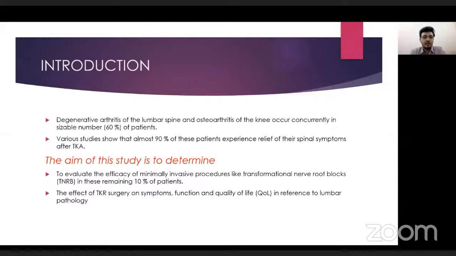In our clinical practice, we have noted that degenerative osteoarthritis of knee and lumbar spine degenerative changes have occurred concurrently in about 60% of patients, which constitutes a majority of patients presenting in our OPDs in clinics with knee pain as well as low back pain, with some patients having radiculopathies also.